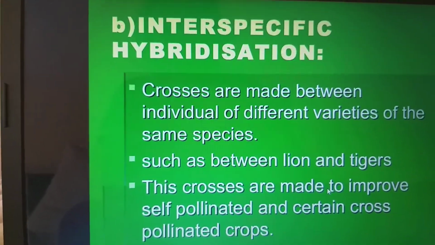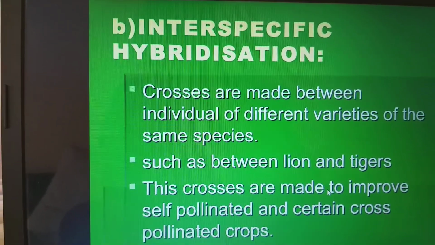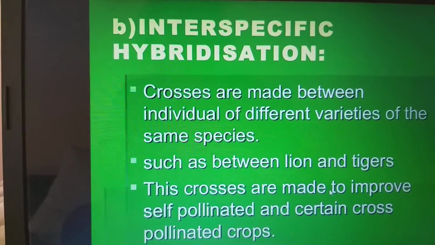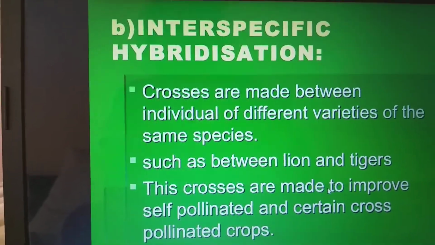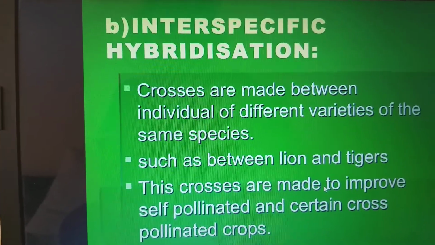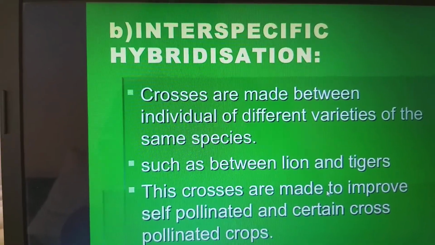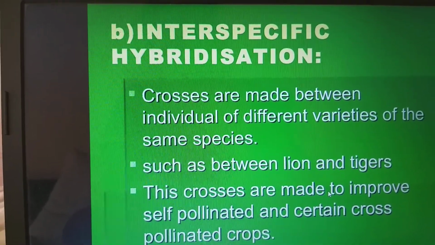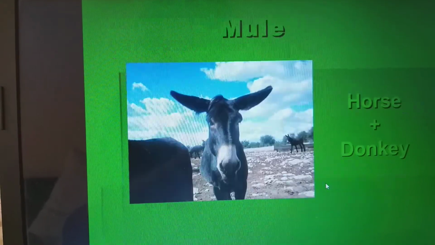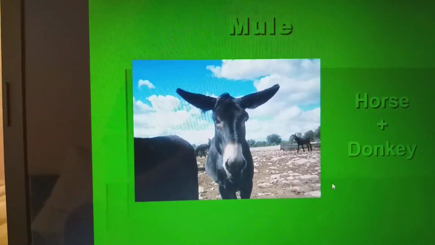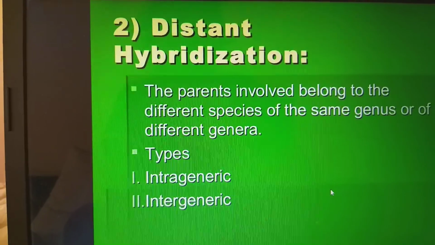Interspecific hybridization: crosses are made between individuals of different species, such as between lion and tiger. These crosses are made to improve self-pollinating and certain cross-pollinated crops also. Mule, which is a cross between horse and donkey.